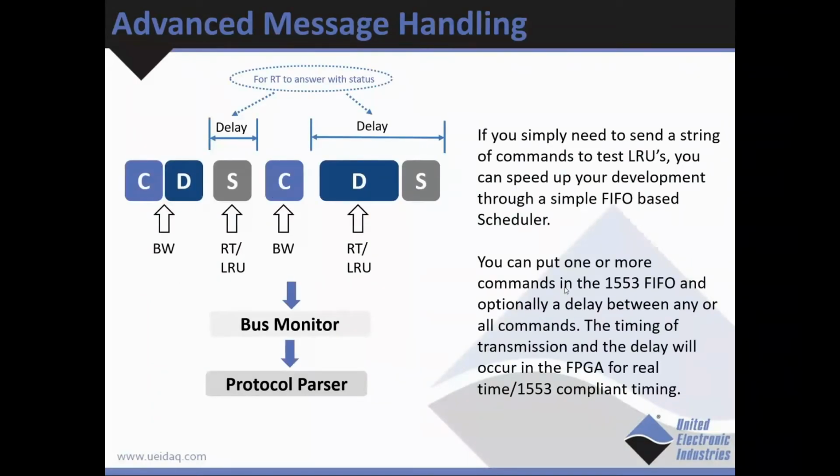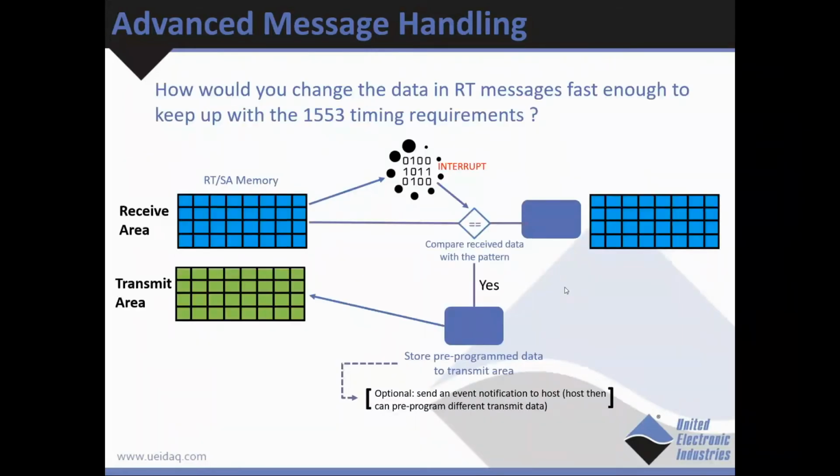Sometimes a major minor frame scheduler is overkill, but the precise timing is still needed. System test and validation can be accomplished with an easy-to-use hardware-based FIFO scheduler. So how would you change the data in an RT message fast enough to keep up with the 1553 timing requirements? Typical message delay is less than 200 microseconds, subject to the host latency.